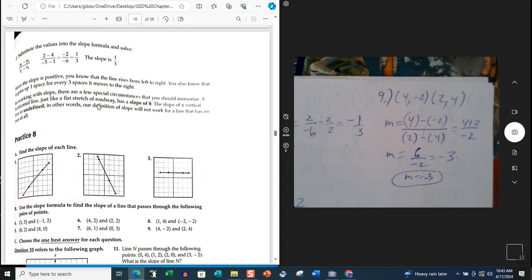The slope of a vertical line is undefined. In other words, our definition of slope would not work for a line that has no run at all. So basically, we know a vertical line is just going straight up and down.